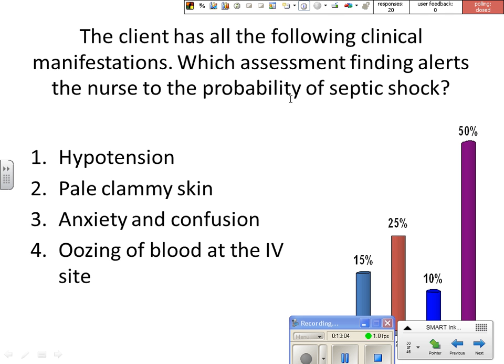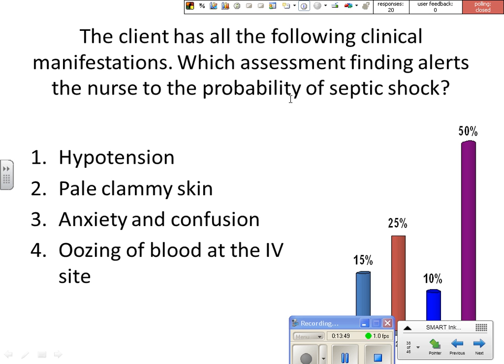This particular type of NCLEX question is asking you to do what? What is different and unique about septic shock that's different from all the other types of shock? Because what it's saying is that the patient is going into shock. What is it that's making the nurse think that it's septic shock versus some other type of shock? With all the other types of shock, you're going to see hypotension, pale clammy skin, and anxiety and confusion. But it's only with septic shock that can cause DIC that has the oozing of the blood at the IV sites.